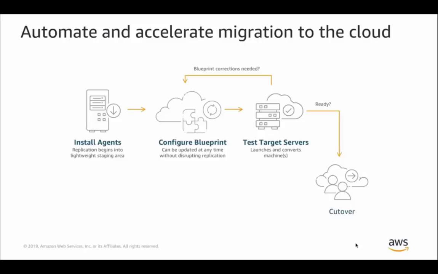In parallel, you can start configuring a blueprint. Now, the blueprint will define exactly what your target environment will look like. So the blueprint allows you to define what your target environment will look like in terms of compute as well as storage, whereas the staging area is built out of low-cost storage as well as low-cost replication servers to minimize cost.